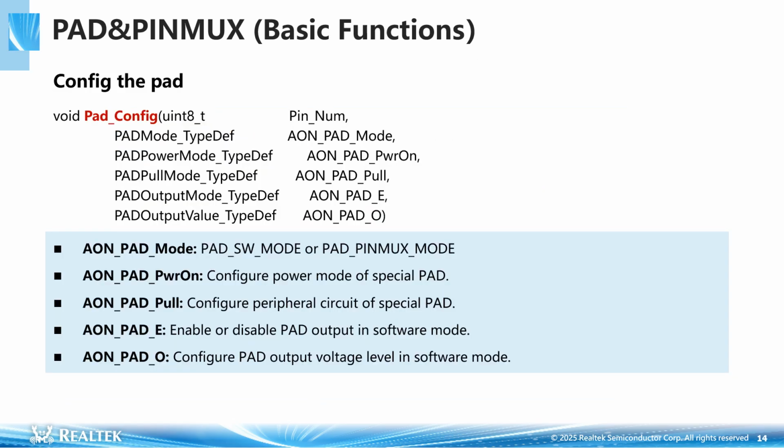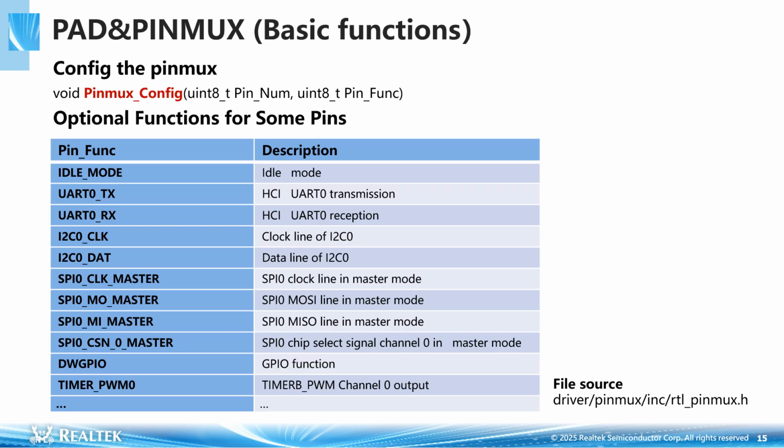This section primarily introduces the parameters of the API related to pad configuration. Through this API, you can configure various aspects of the pad, including its operational mode, power mode, input or output status, and pull status. This section primarily introduces the configuration interface for PINMUX. The interface has two key parameters, pin and pin function.